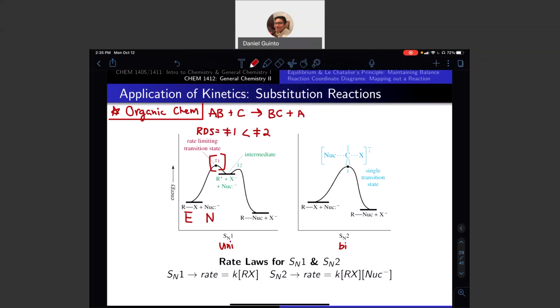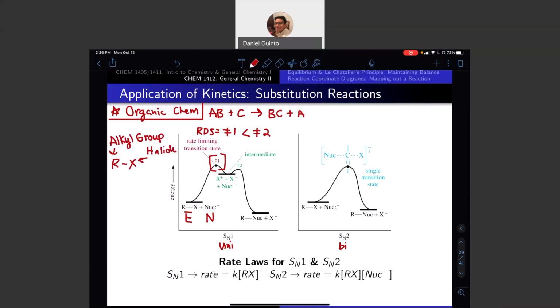So RX in this case is what we call an alkyl halide. Alkyl, because you pretty much have a hydrocarbon fragment right here. So this is your alkyl group. And then the X would typically be a halogen, or a halide as we call it.